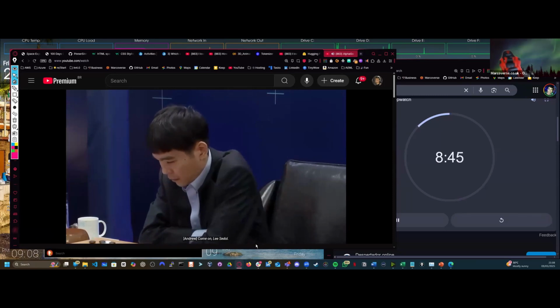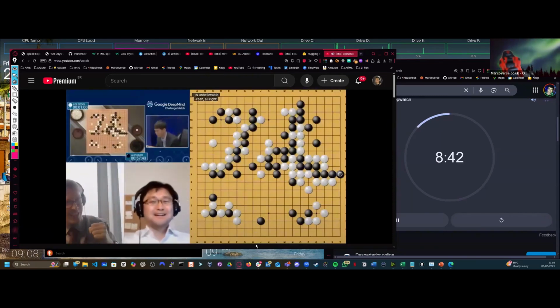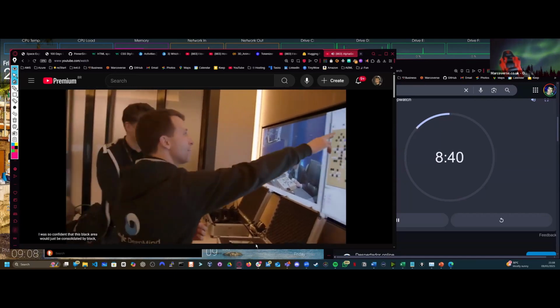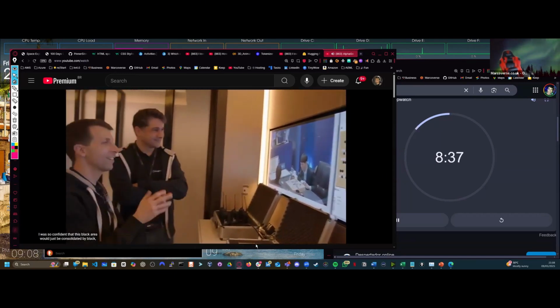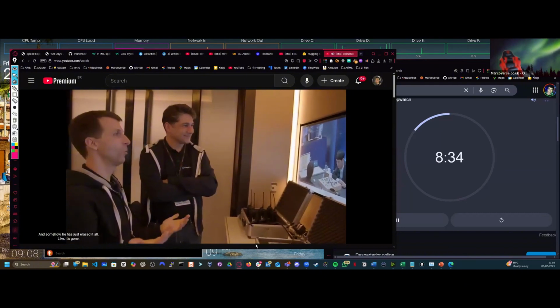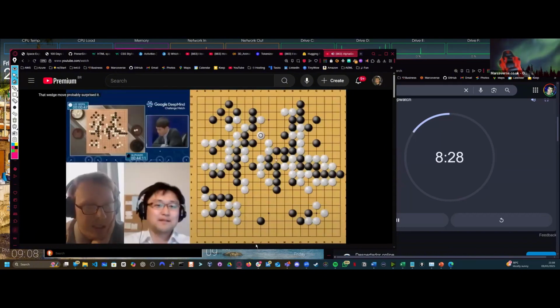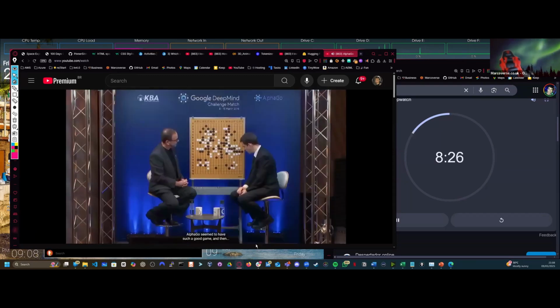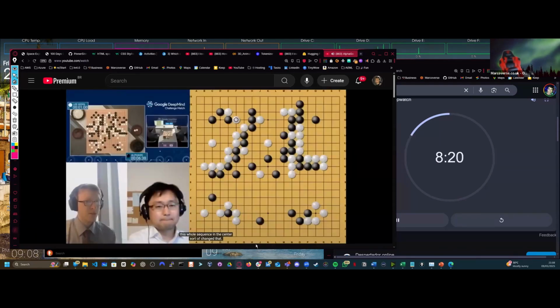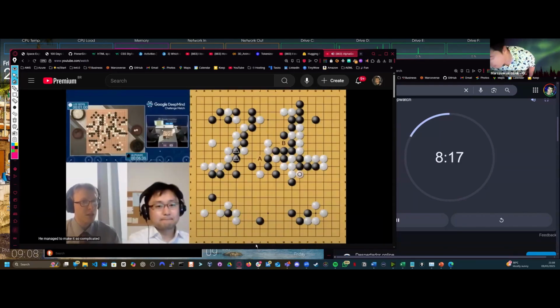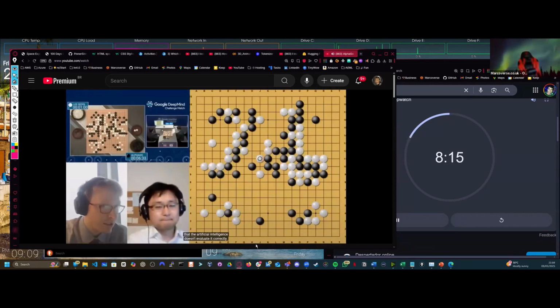Come on, Lee Sedol. That's unbelievable. I was so confident that the moyo would just be consolidated by black and that there was nothing there, and somehow he's just erased it all, like it's gone. So he's found its weakness. That wedge move probably surprised it. AlphaGo seemed to have such a good game, and then this whole sequence in the center sort of changed that. He pulls off a miracle. He managed to make it so complicated that the artificial intelligence doesn't evaluate it correctly.